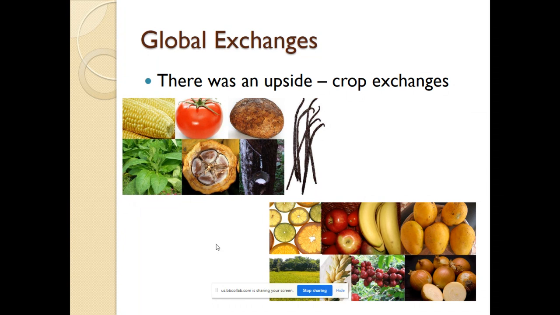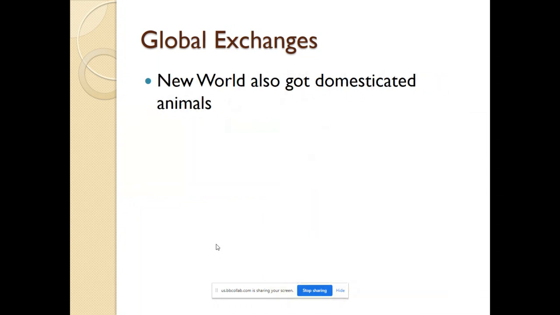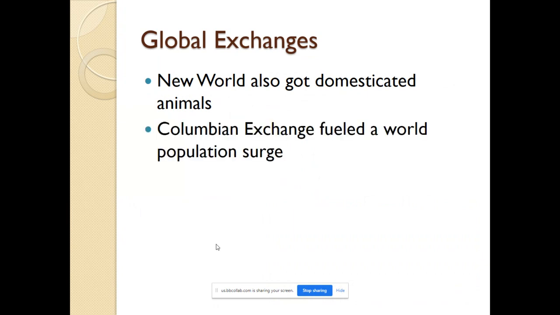And the reason that's an upside is because these crop exchanges, people are getting better diets, they're getting more diverse diets, there's more food available. There is going to be a population boom, a global, even counting the tens of millions of people that are dying in the new world. If you look at the earth as a whole, we actually see the population creep up because we have better diets.